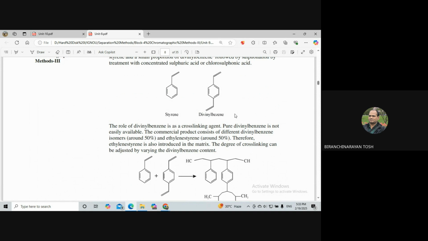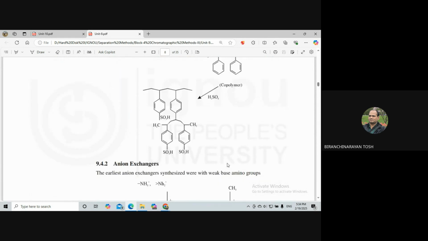Pure divinyl benzene is not easily available. The commercial product consists of different divinyl benzene isomers around 40-50% and ethyl styrene around 50%. Therefore, ethyl styrene is also introduced in the matrix. The degree of cross-linking can be adjusted by varying the divinyl benzene content. So if one monomer amount is controlled, then the degree of cross-linking will also be controlled.